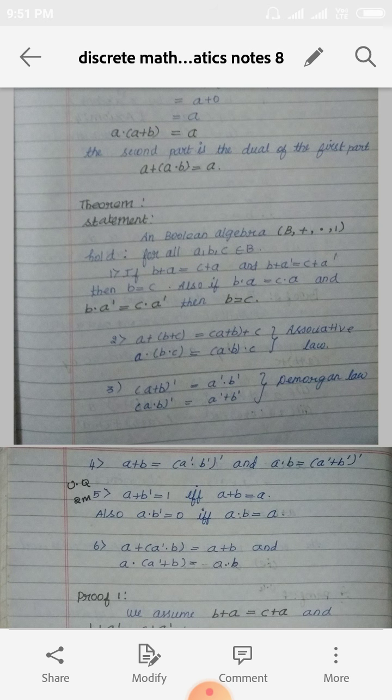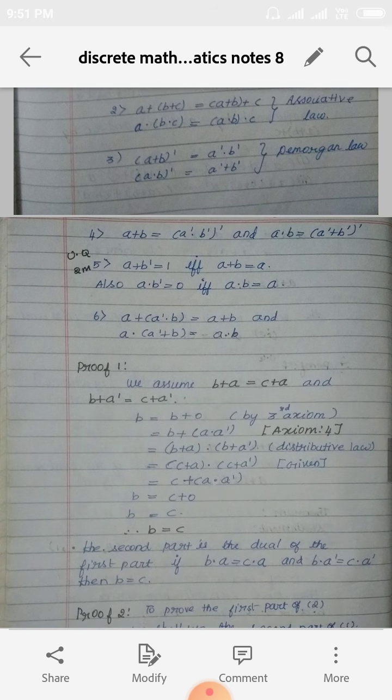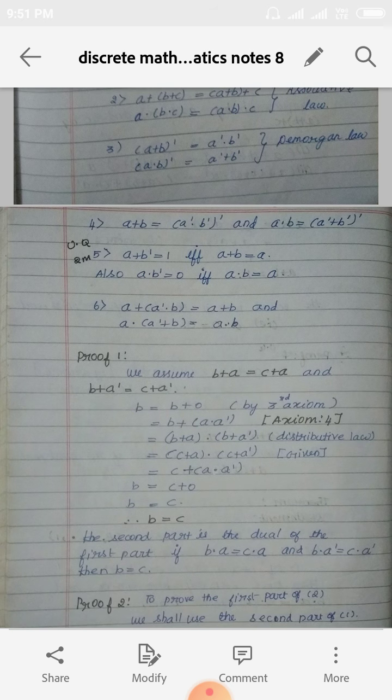Okay. And see the proof. Fourth case, a plus b is equal to a dash dot b dash the whole dash, and a dot b is equal to a dash plus b dash the whole dash. And the fifth one, a plus b dash is equal to 1 if and only if a plus b is equal to a.